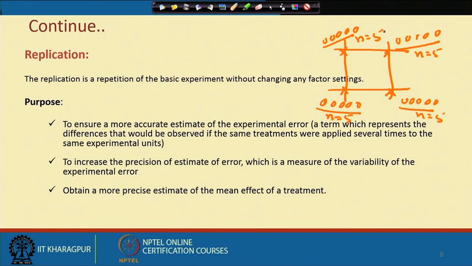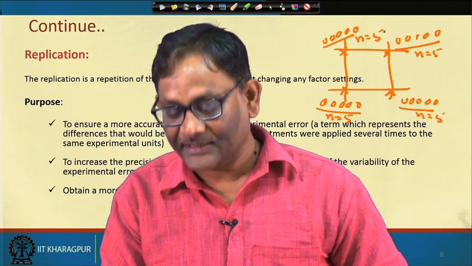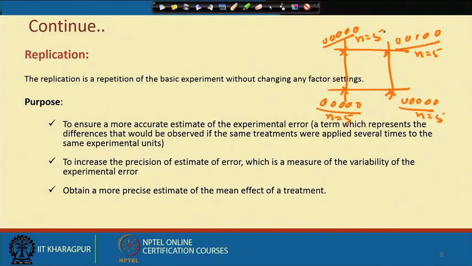What is the purpose? To ensure a more accurate estimate of the experimental error, to increase the precision of the estimated error, and to obtain a more precise estimate of the effect of the treatment. All of this is quantitative in nature. Once we complete the basic statistics part, I'll come back and tell you how to calculate the precision of the estimated error, and how we say we are getting a precise estimate for the mean effect.